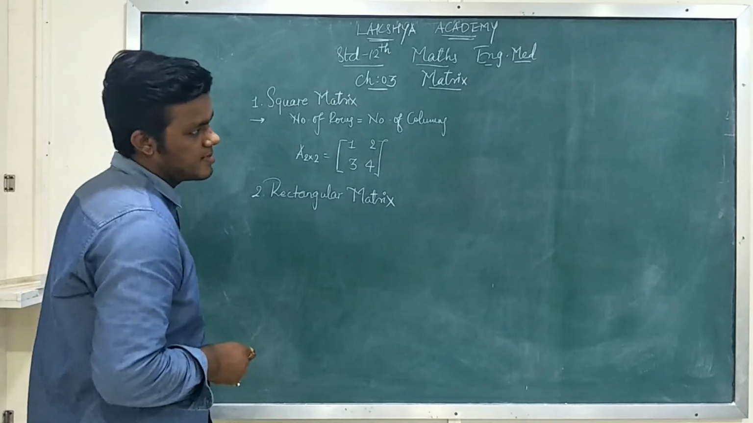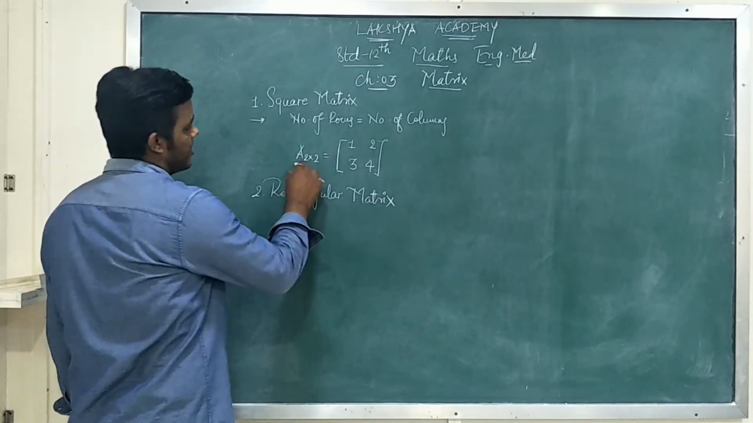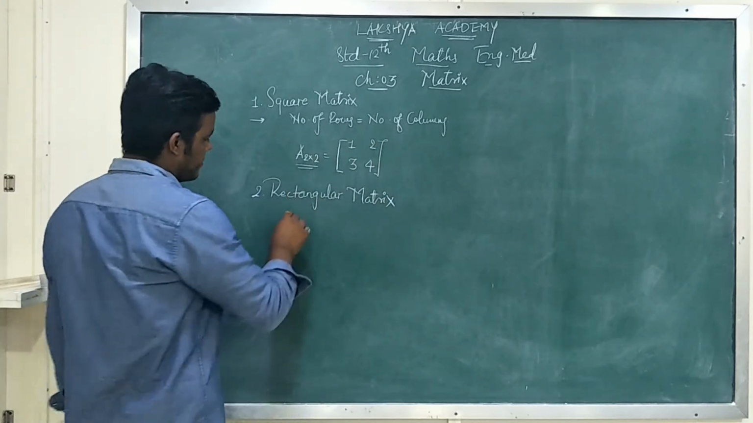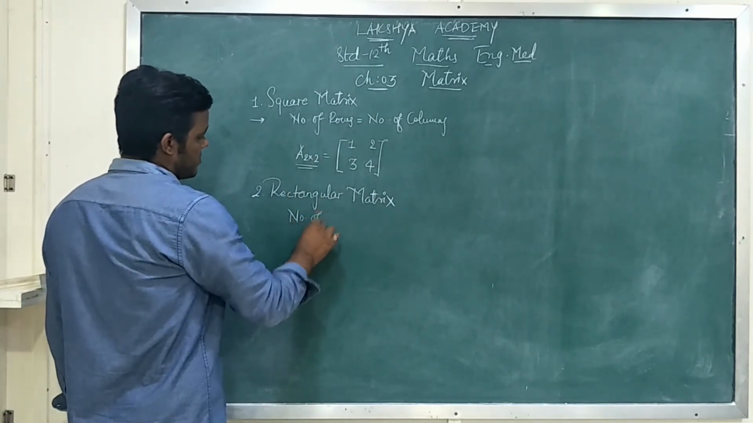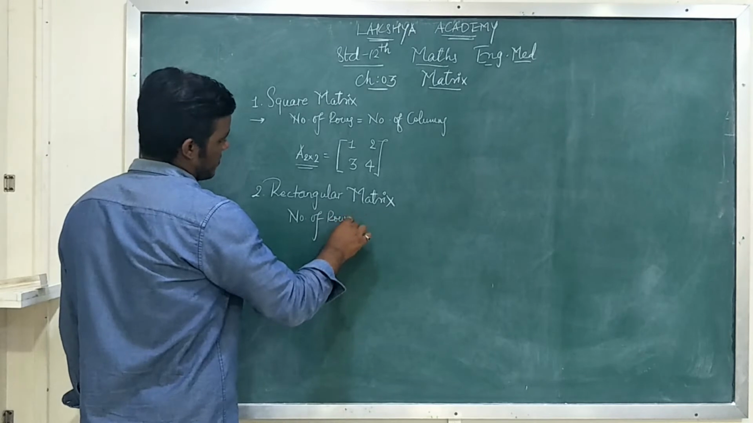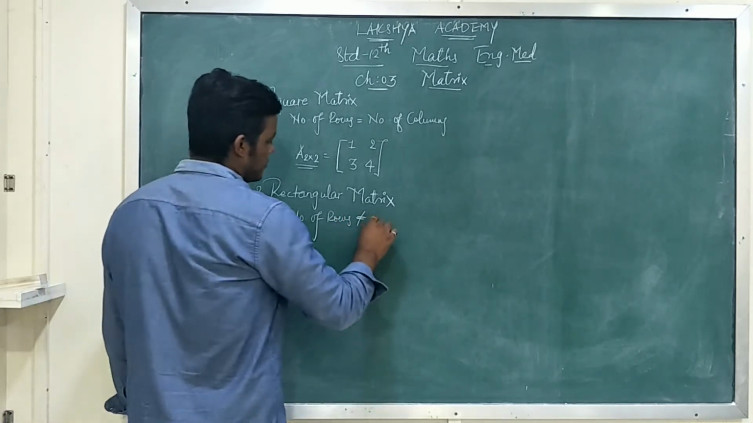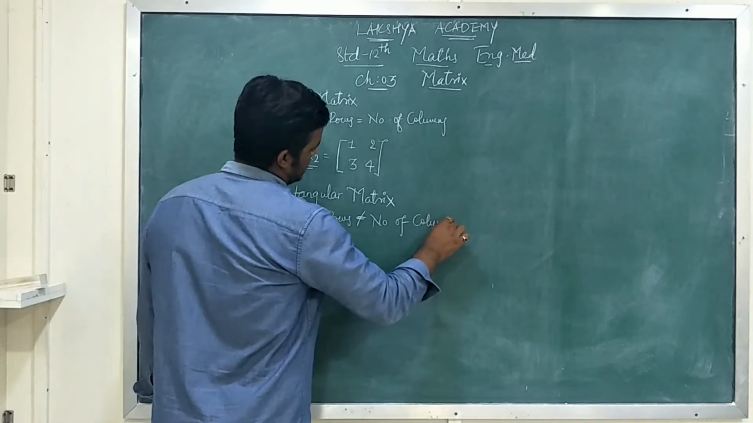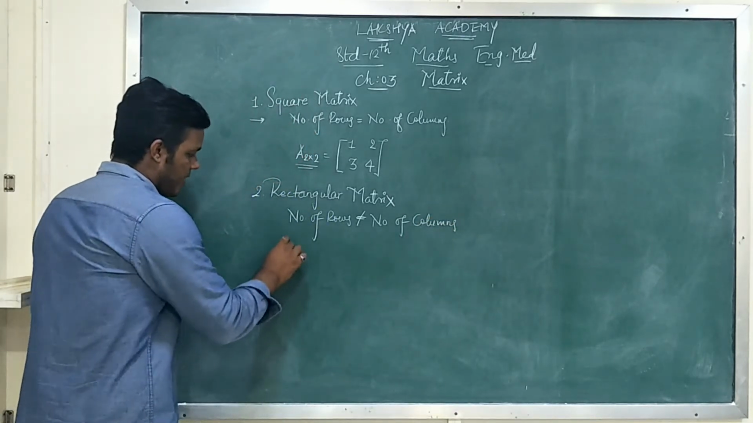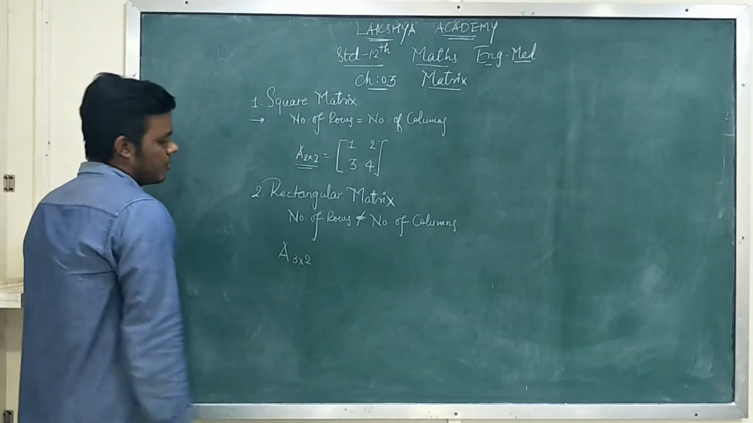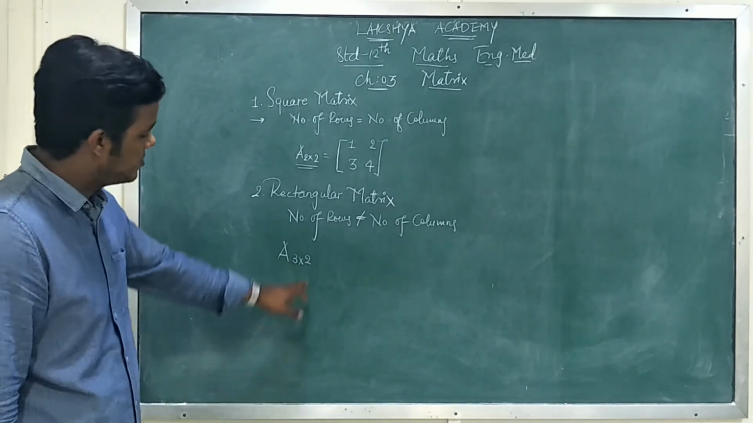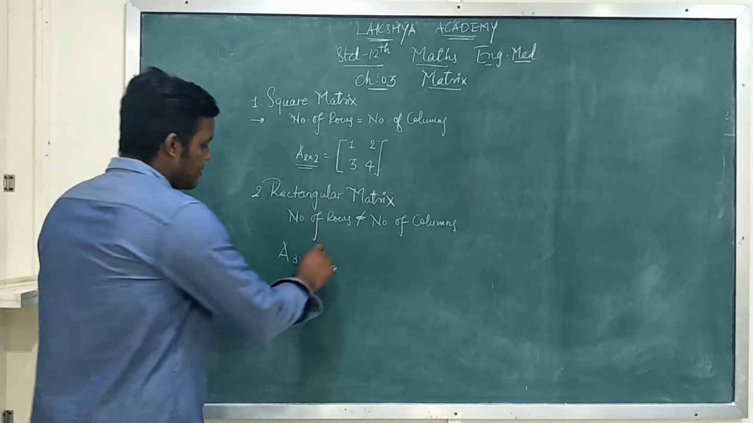Rectangular matrix is that in which the number of rows does not equal the number of columns. For example, A 3 cross 2 is having 3 rows and 2 columns, right?